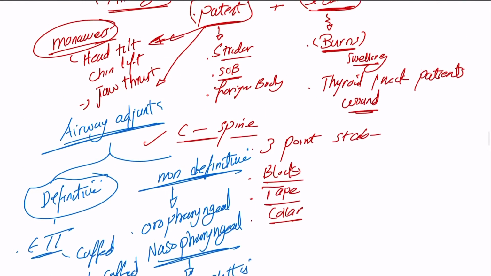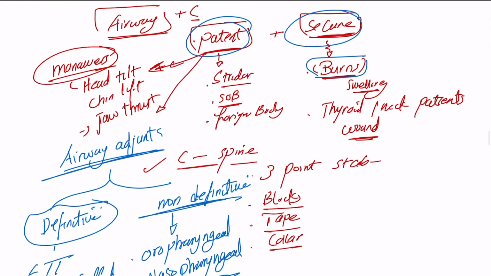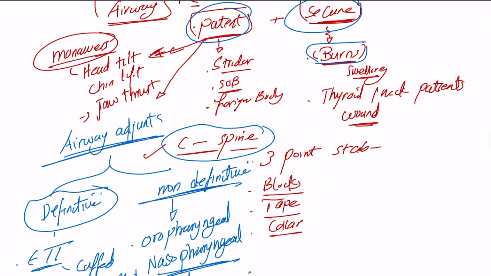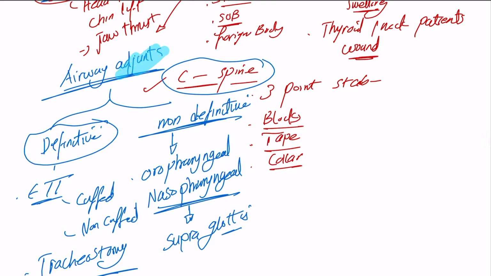Alright, so we need to assess the airway and make sure it's patent and secure, and I gave some examples for a non-secure airway. Then do 3-point immobilization for the cervical spine, and then treat the airway by doing some maneuvers, head tilt, chin lift, and also using some airway adjuncts, which could be definitive and non-definitive. The non-definitive are the oropharyngeal and nasopharyngeal airways, and the definitive are the endotracheal tube and tracheostomy.